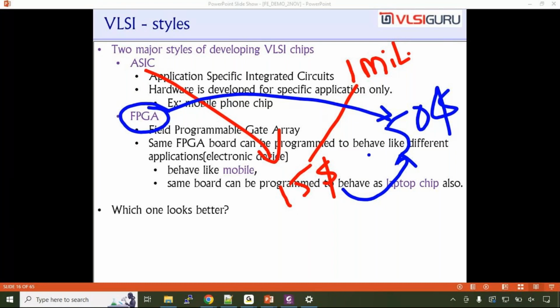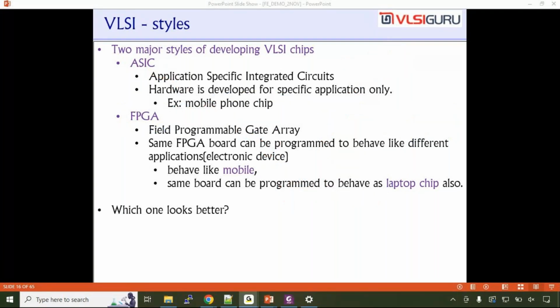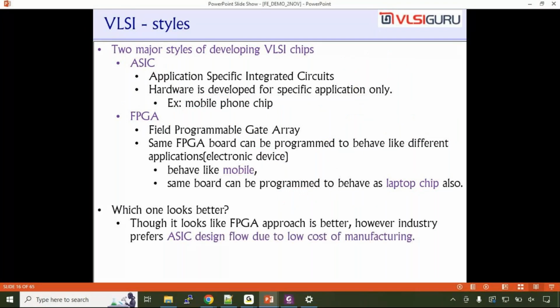You may say, where is the difference? Why in bulk is it cheaper? Why in smaller quantity is FPGA better? We'll discuss that part. Though it looks like the FPGA approach is better, however, industry prefers ASIC design flow due to low cost of manufacturing. If ASIC is a cheaper option, why don't we do everything in ASIC?